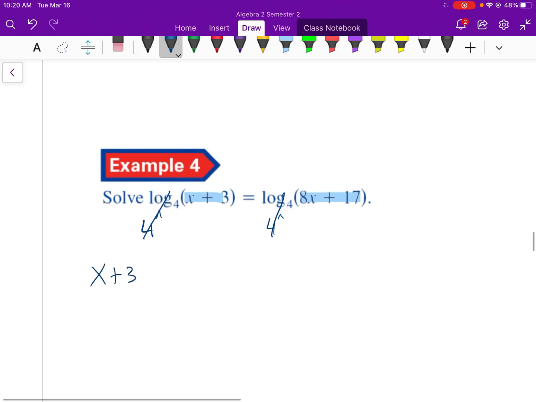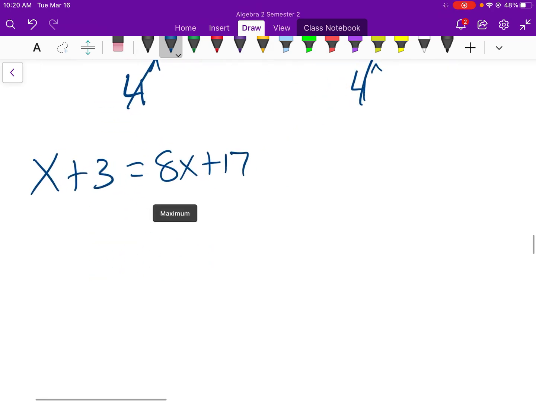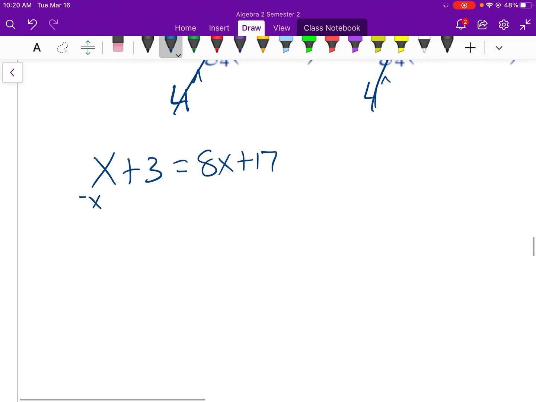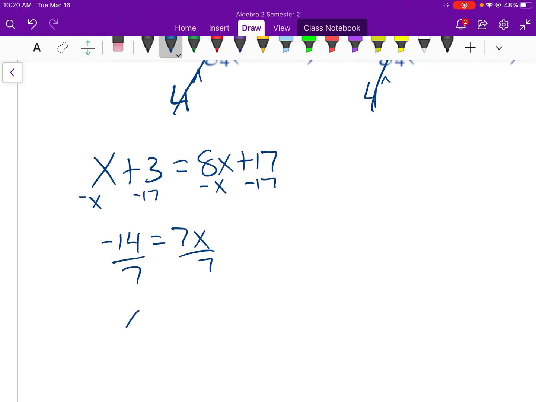So what we're going to do: x plus 3 equals 8x plus 17. Solving for that, subtracting x from both sides, subtracting 17 from both sides, you're going to get negative 14 is equal to 7x. Finally, dividing by 7, you get x is equal to negative 2.